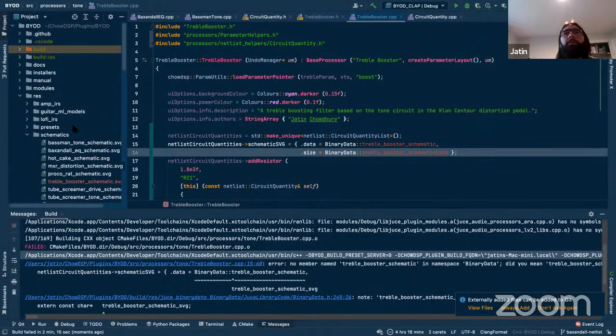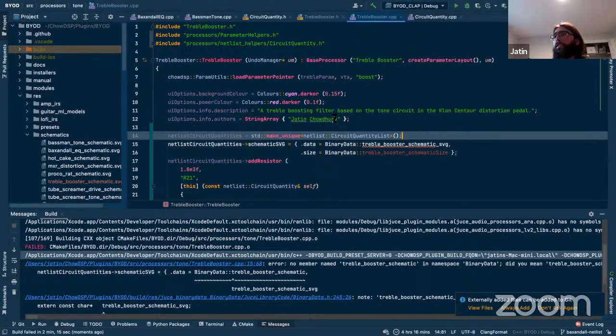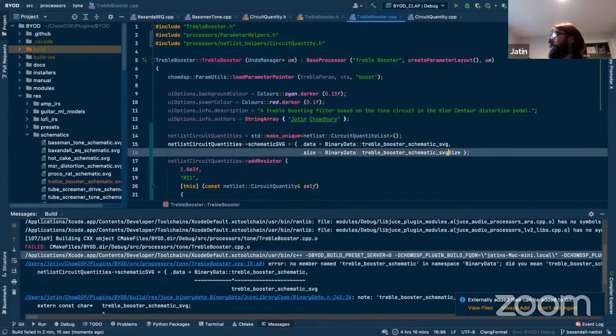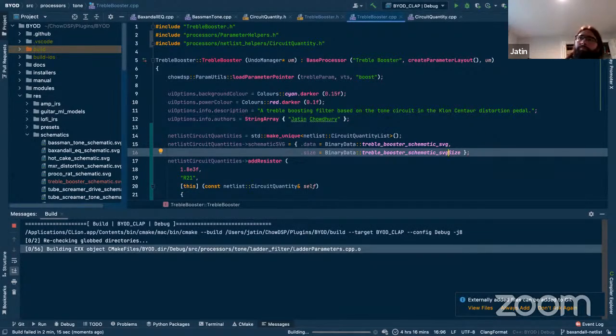All right, what's our problem here? Treble booster schematic. I forgot to give the correct name. All right. Yeah, so there we go.